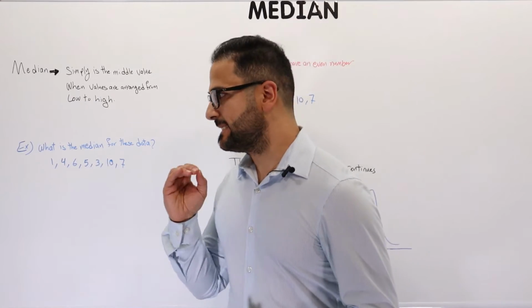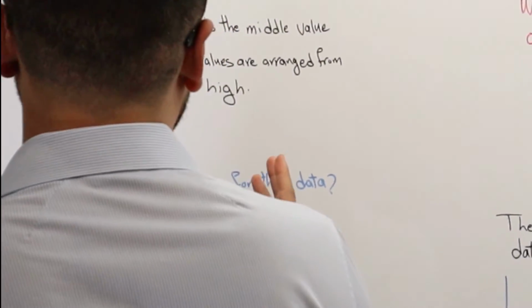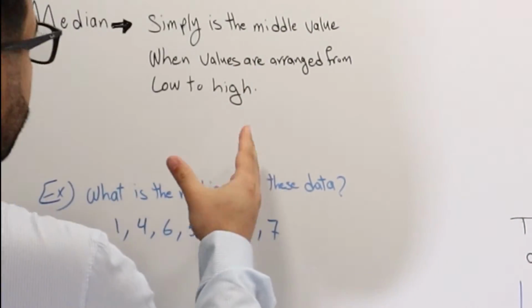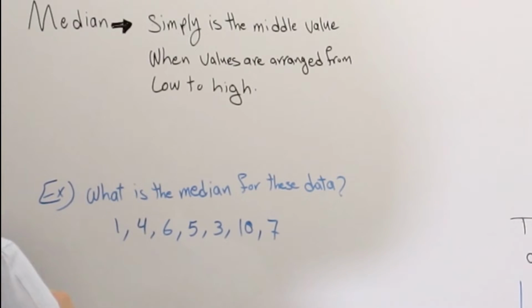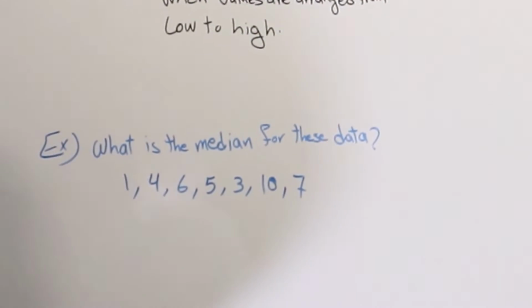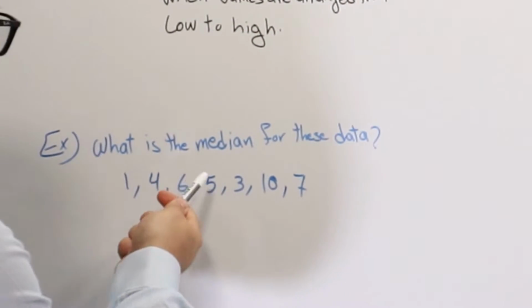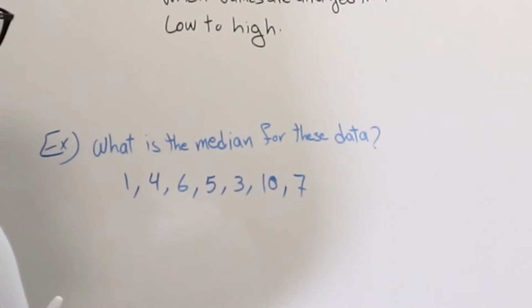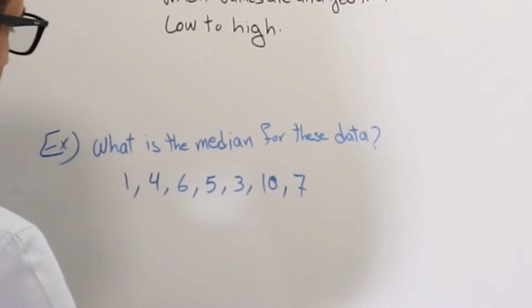Today's lecture is about the median. The median is simply the middle value when values are arranged from low to high. So what does that mean? Let's take this example to better understand. We're asking in this example, what's the median for these data?